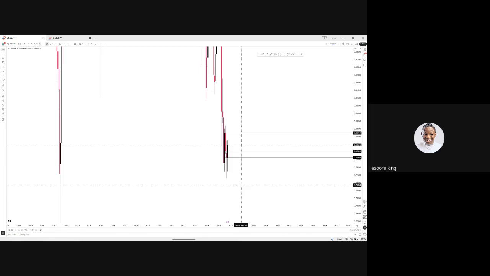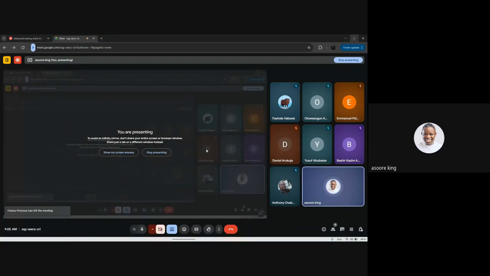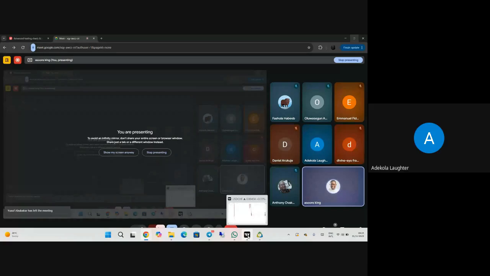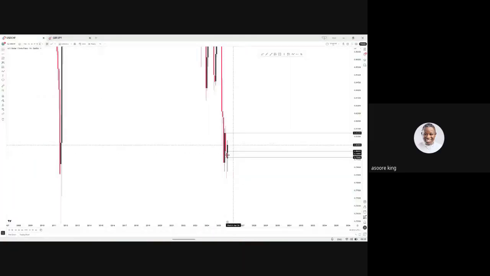We have these two levels for buys. Are you with me? Yes, sir. Okay. So we have these two levels for buys, and this is our TP.